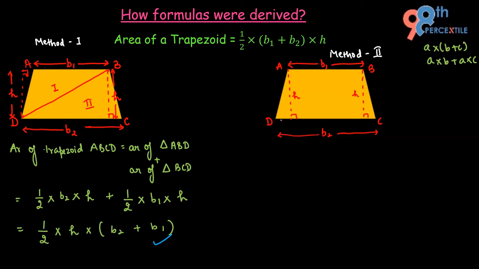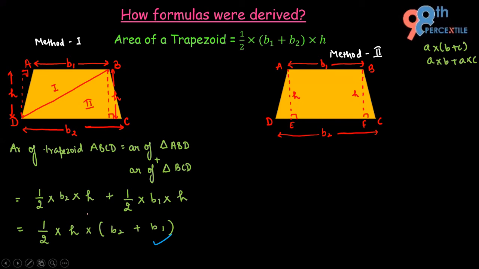There is this triangle. So let's name this point as E, and let's name this point as F. So we have this triangle ADE. We have this rectangle ABFE. Then we have this triangle BCF.